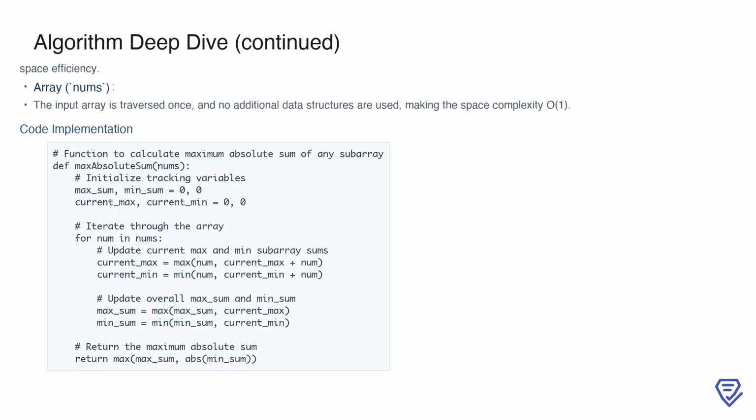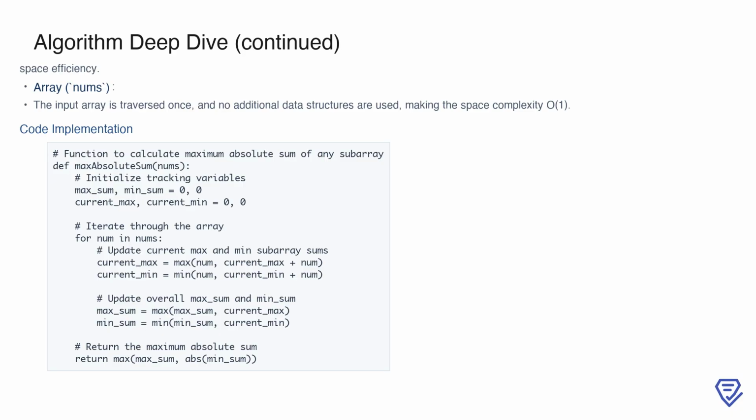This space efficiency stems from the fact that no additional data structures are used beyond the input array nums. The algorithm updates variables like max_sum, min_sum, current_max, and current_min in constant time during each iteration. Let's look at the Python implementation.